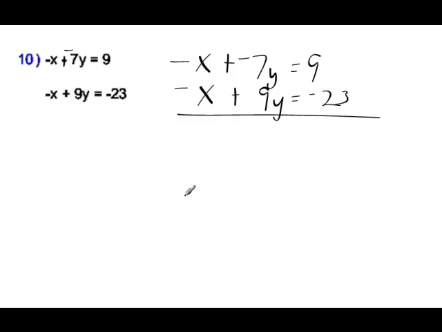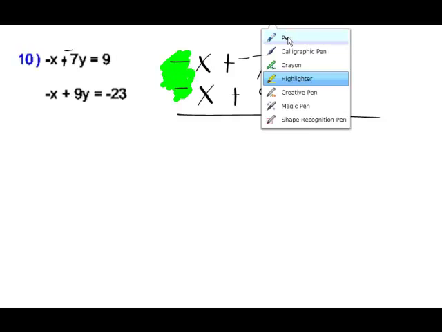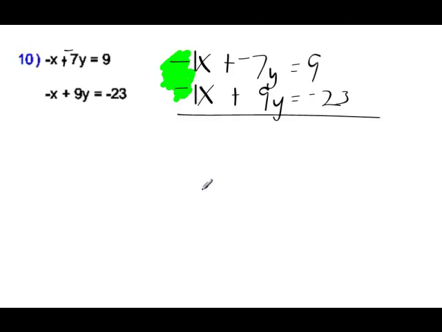Okay, well, let's go ahead and highlight our coefficients. I would actually make these into ones. I do that when I'm doing this type of work. Okay, then I have these. Well, are either of these opposites? Negative 1 and negative 1 aren't opposites, and negative 7 and 9 aren't opposites. So now, I have to make them opposites. Which do you think is easier, the x's or the y's?